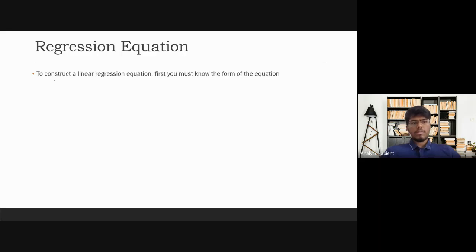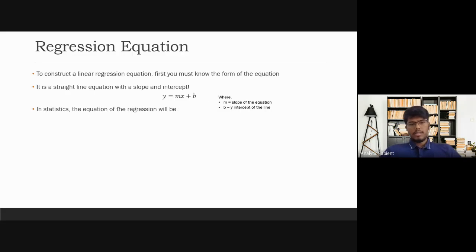Okay, so to construct a linear regression equation, obviously you first need to know the form of the equation. In a simple equation, it is basically a straight line with a slope and intercept. You must have learned it in your school: y equal to mx plus c. It's the same thing. m is the slope, c is the intercept of the line.